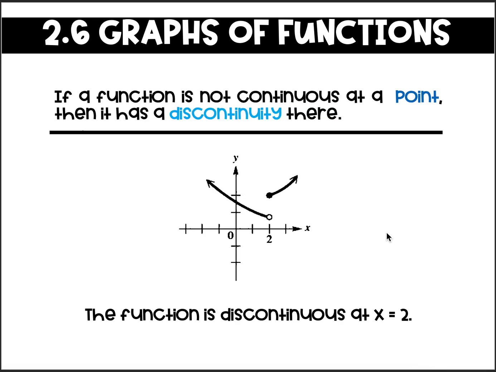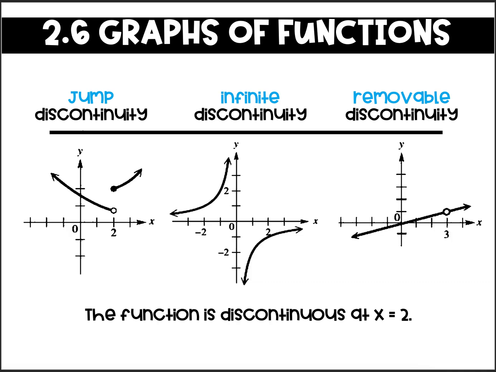For example, for this particular function, if I want to graph it, I'm going to come from the left, but then I have to lift my pencil at x is equal to 2 to keep on graphing it, which means this function is discontinuous at x is equal to 2. Notice how we focus on the x value. We're talking about the domain. This graph is discontinuous at x is equal to 2.